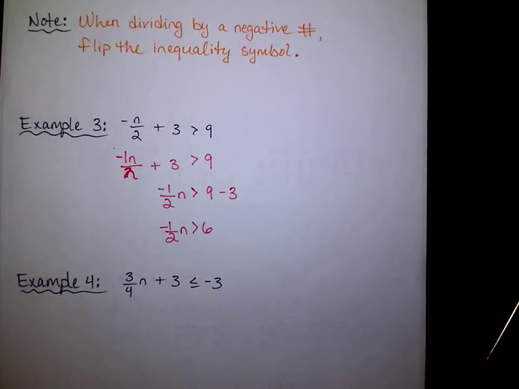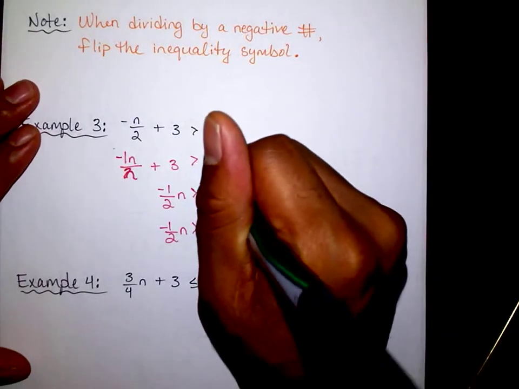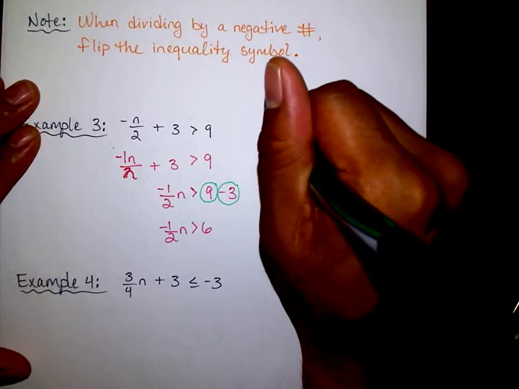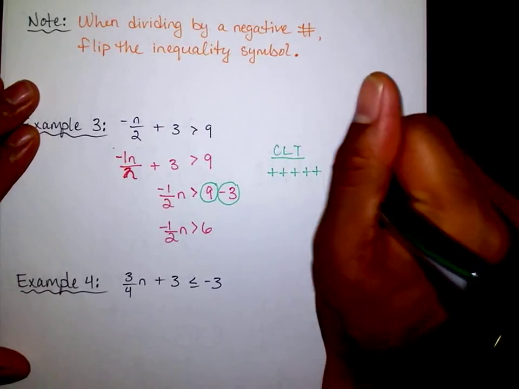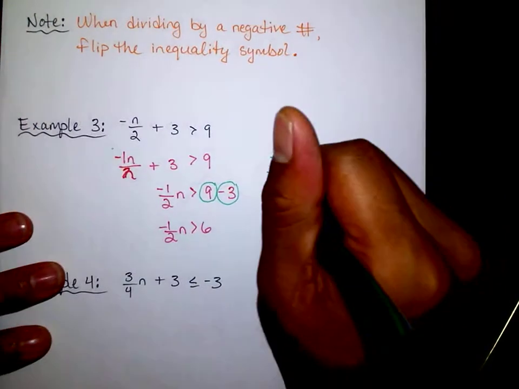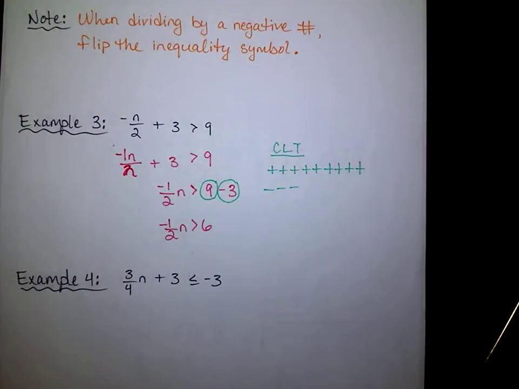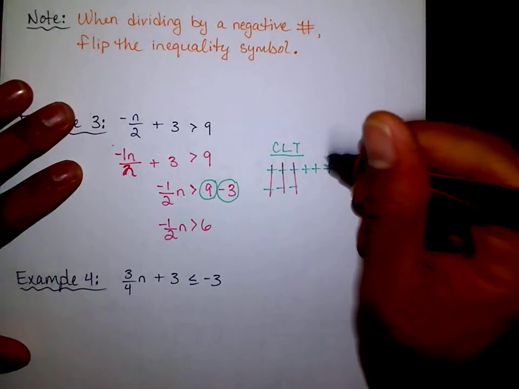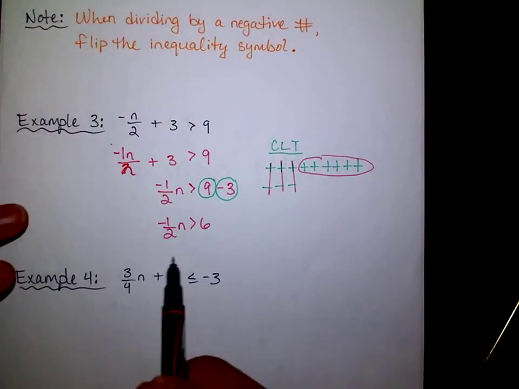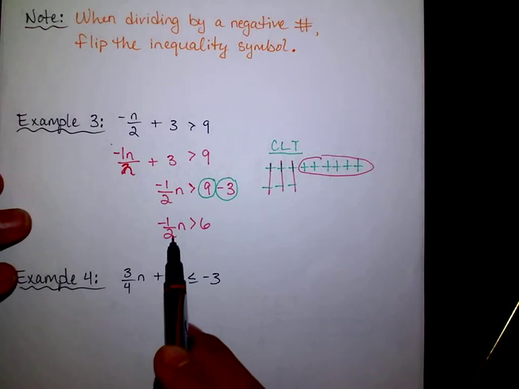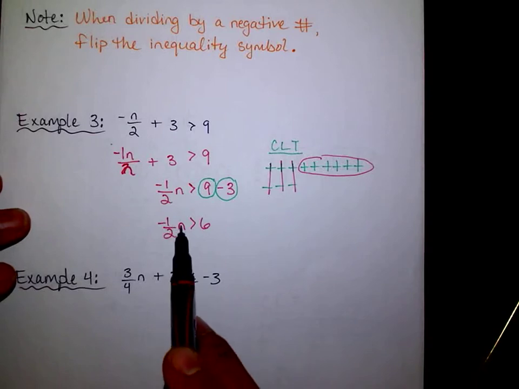Now, once again, if we run into troubles combining our like terms, circle them over on the side. Positive 9, 4, 5, 6, 7, 8, 9. 3 negatives. Get rid of your 0 pairs. 1, 2, 3. Count what's left over. 1, 2, 3, 4, 5, 6. Boom.